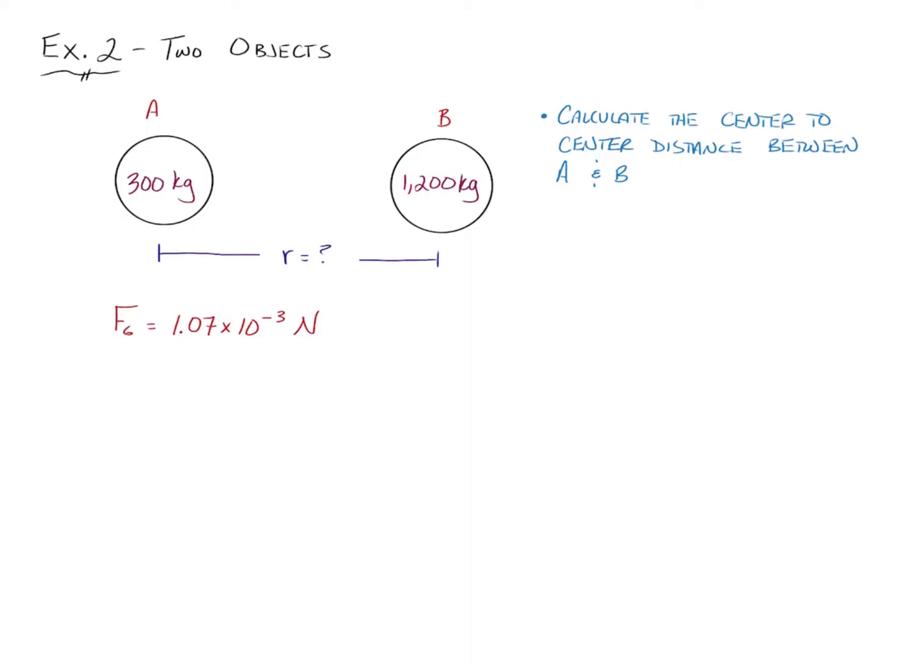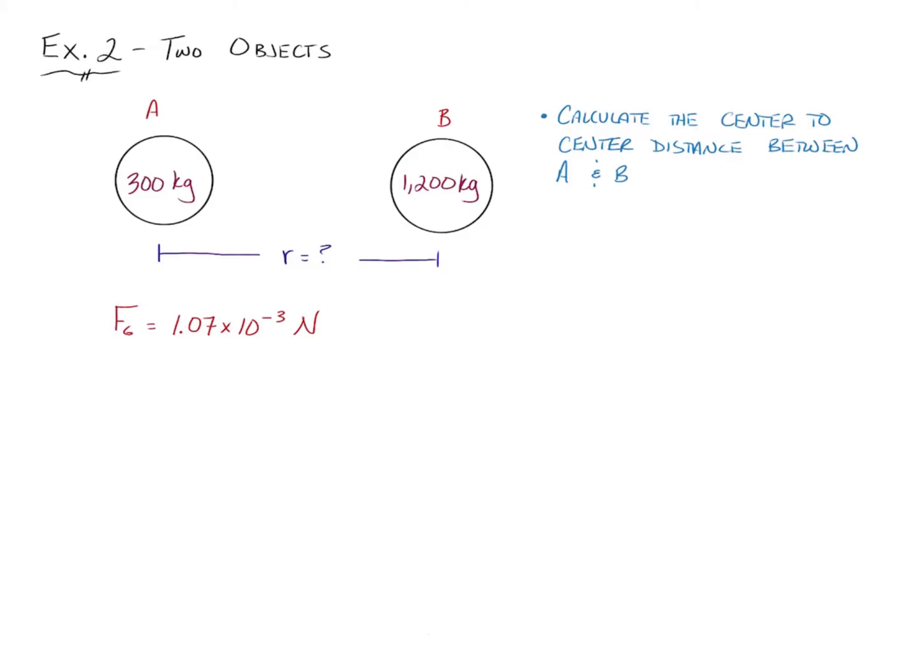In the second example, we're given two masses, 300 kilograms on the left, 1,200 kilograms on the right. We're told that the gravitational force between them is 1.07 times 10 to the negative third newtons. Again, very low because gravity is a fairly weak force. And we want to calculate the center to center distance between A and B. How far apart from one another are the centers of those two objects located?